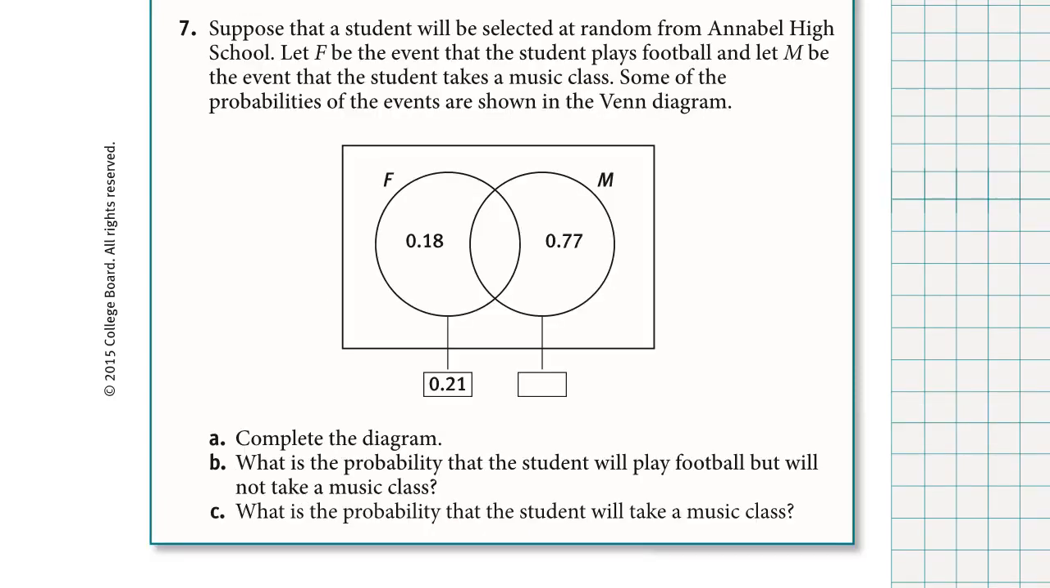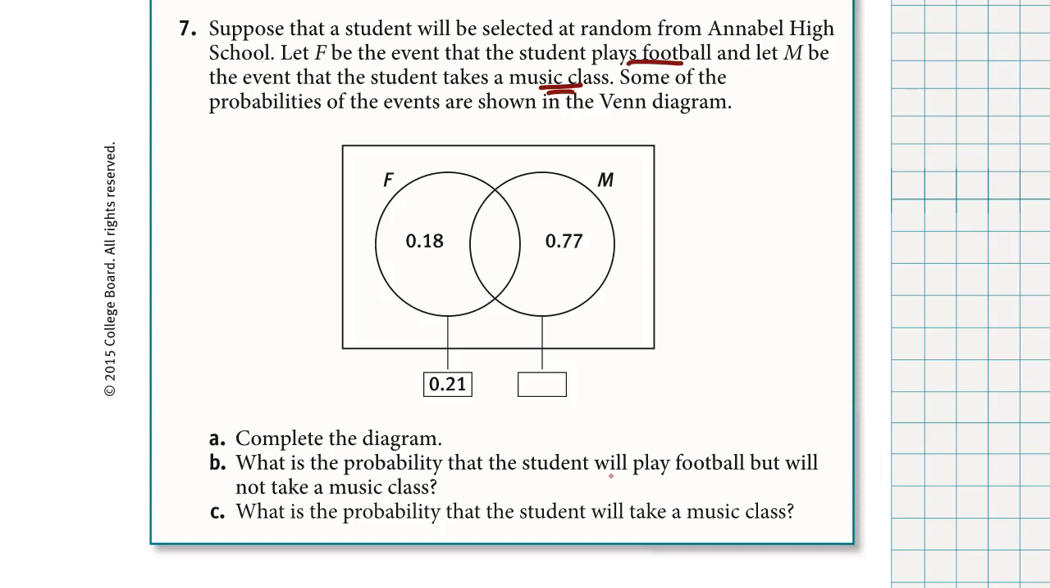Now go to number 7. Suppose a student will be selected at random from Annabelle High School. Let F be the event the student plays football. Let M be the event the student's in music class. Some probabilities are shown in the Venn diagram. So this Venn diagram shows probabilities in it, not counts of students. It's important to realize what type of Venn diagram you have before you start figuring out things about it.